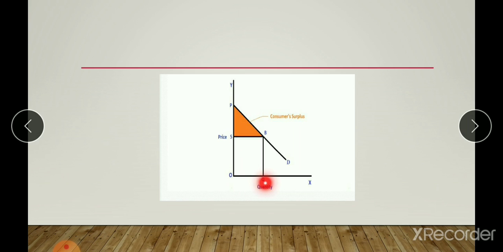However, at OQ quantity the consumer gets POQB utility. So at OQ quantity the consumer gets POQB level of utility, whereas he pays only SOQB. Thus the triangular shaded area, shown in orange color in the diagram, the triangular shaded area PSB, is the consumer surplus. He is willing to pay OP level of price for the OQ level of quantity, but actually he pays OS level of price. This is what consumer surplus is, expressed with the help of the diagram.